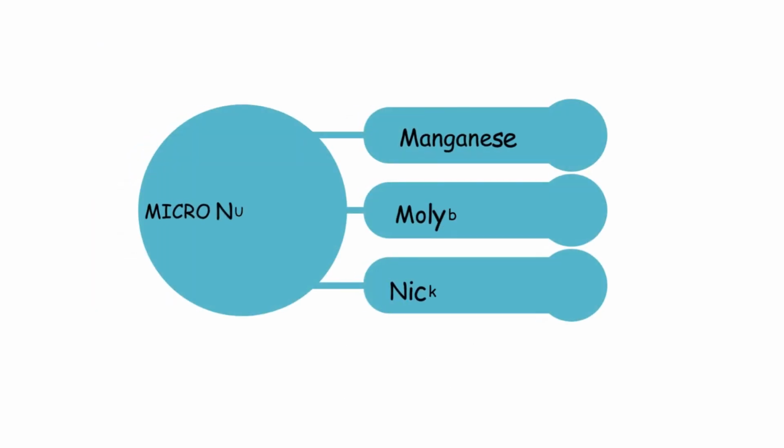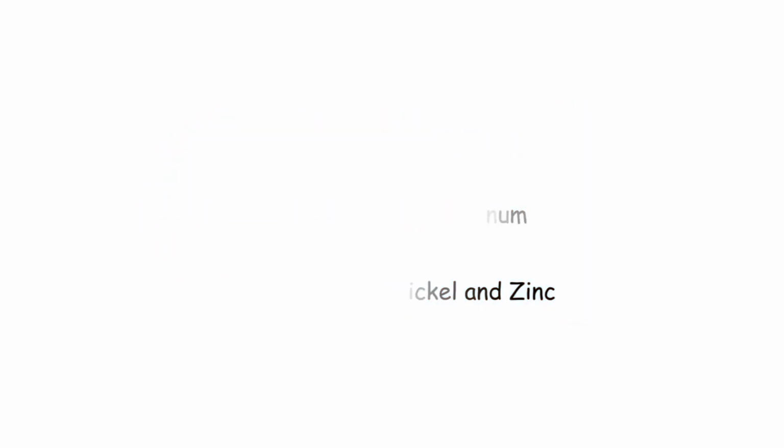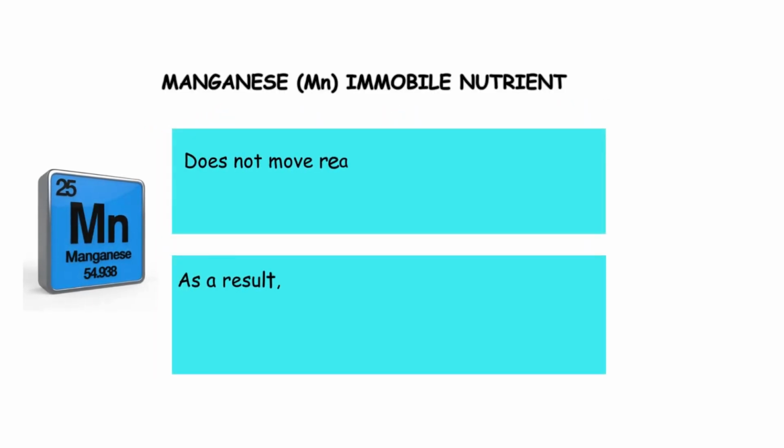In this video, we will be taking a deep dive into understanding the rest of the micronutrients, that is manganese, molybdenum, nickel, and zinc. So first up is manganese.